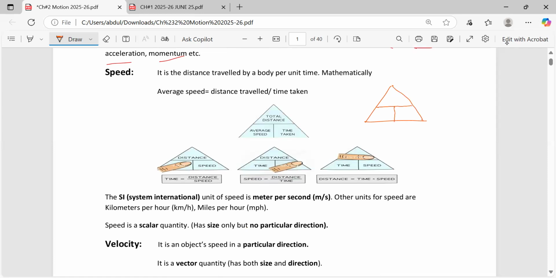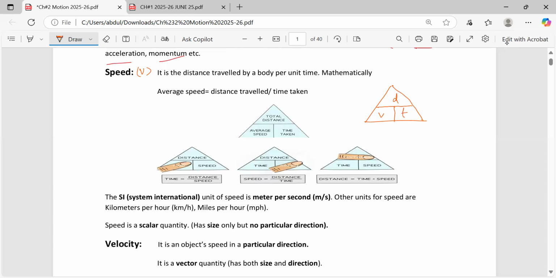So this triangle, we used to call it the magic triangle. It can be used only when in any formula or rule there are three physical quantities. Now see, speed is denoted by letter V, not by S. Please don't write S for speed, it is V for speed. It can also be U, that I will tell you later. So speed is equal to distance over time.